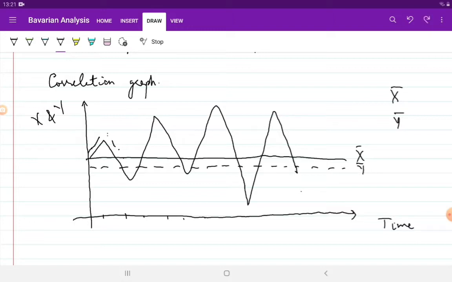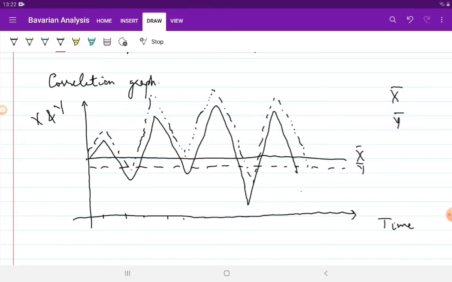Okay, let me try that again. Okay, this is the best that I could do. I'm sure you can do much better with a proper pencil and on paper. So the dotted line shows the observations of the y values or the series y.